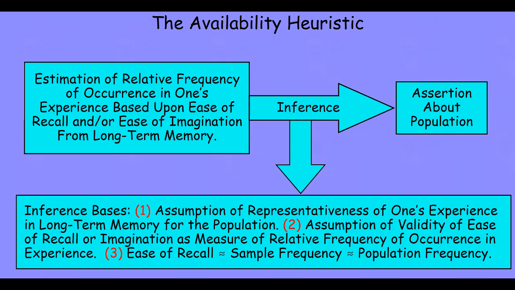So with our availability heuristic, there's an assumption that our experiences, as recorded in our long-term memory, are representative of the population. There's also an assumption that ease of recall or imagination is a perfectly valid measure of how often something occurs in our experiences. It's easy to recall, it happened a lot. It's hard to recall, it didn't happen much. It's easy to imagine, happened a lot. Hard to imagine, didn't happen much. Once we get that measurement for our sample frequency, we assume that it's approximately the same in the population.